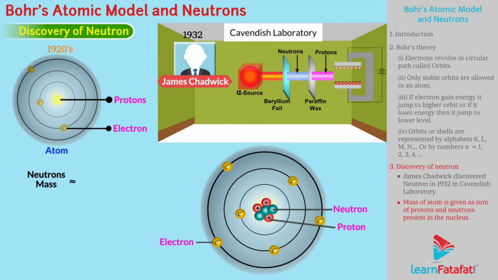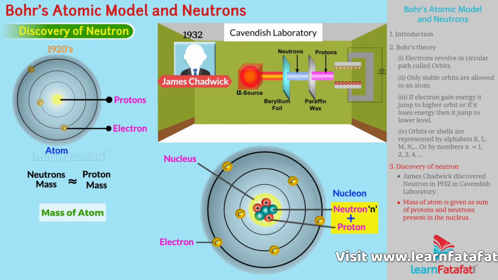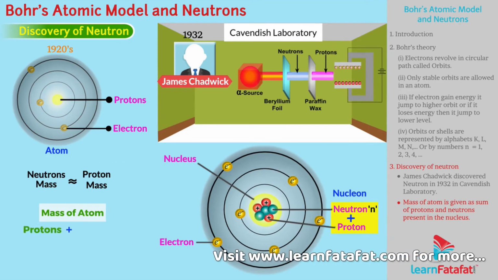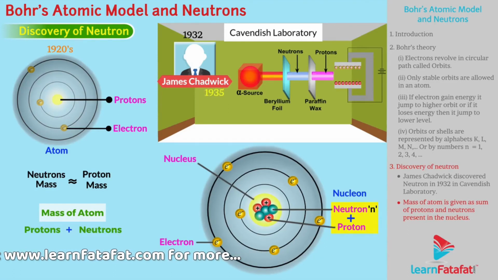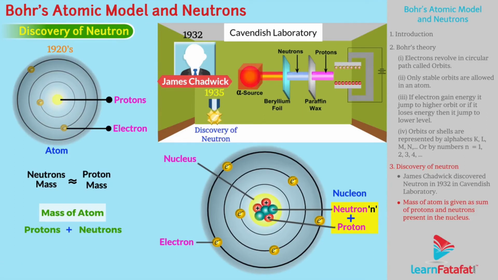Neutrons have mass similar to that of proton. Nucleus of atoms contains neutrons along with protons. Together these are called nucleons. Neutrons are represented by small n. The mass of atom is given as sum of protons and neutrons present in the nucleus. In 1935, Chadwick was honored with Nobel Prize in Physics for discovery of neutrons.